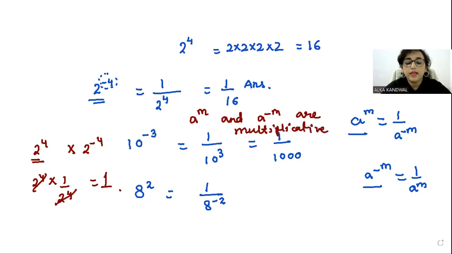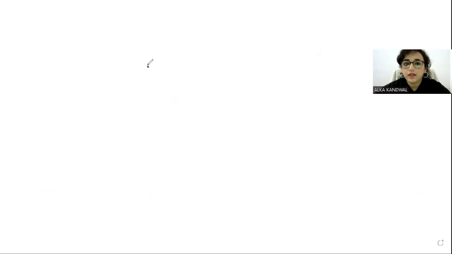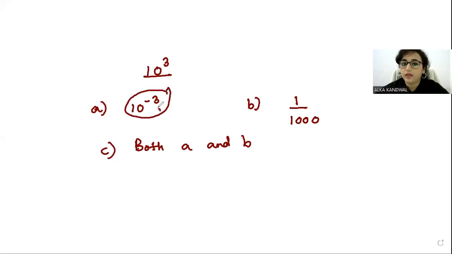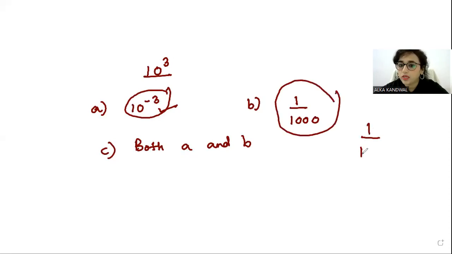For example, in a question they are asking: 10 to the power of 3, what is the multiplicative inverse of this one? One option is a, 10 to the power of minus 3, and the other option b says 1/1000. So what will be the answer? The answer will be c, both a and b. Look, since it is 10 to the power of 3, obviously both are multiplicative inverses, and 10 to the power of minus 3 means 1/10 to the power of 3, that is 1/1000. So the answer will be C, both A and B.